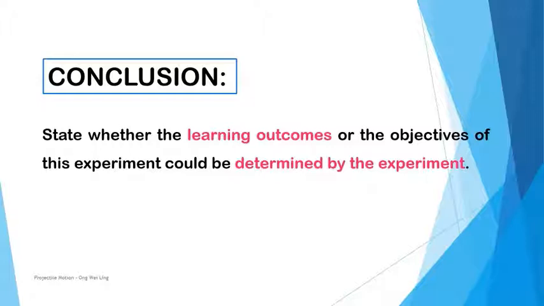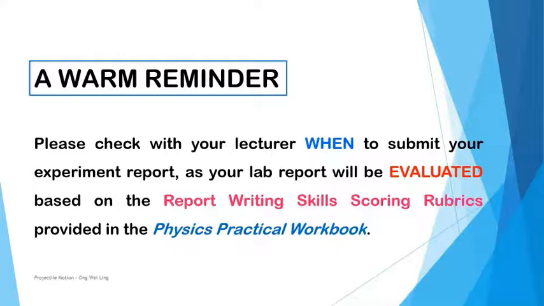Conclusion. State whether the learning outcomes or objectives of the experiment could be determined by the experiment. A warm reminder: please check with your lecturer when to submit your experiment report, as your lab report will be evaluated based on the report writing skills score rubrics provided in the Physics Practical Workbook.